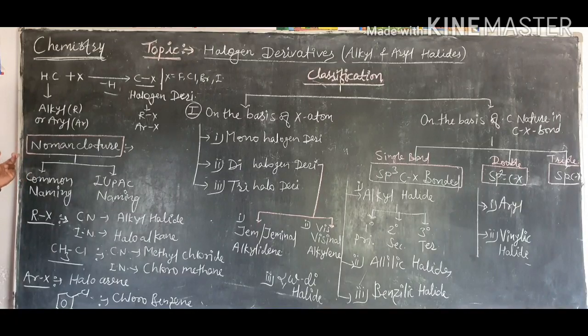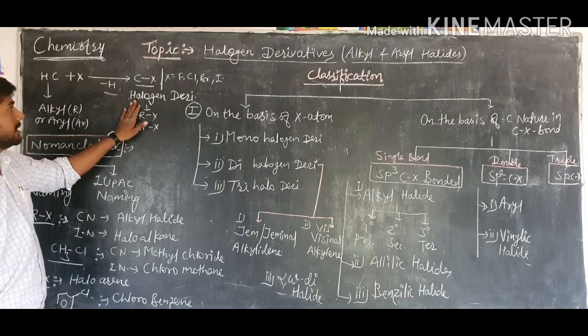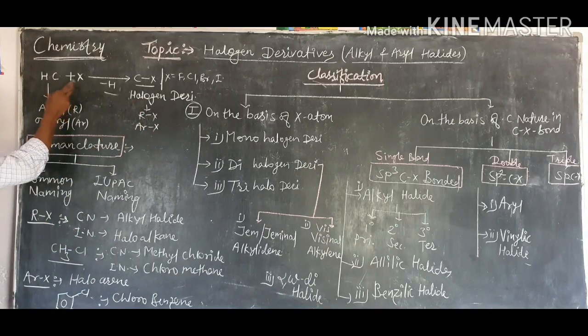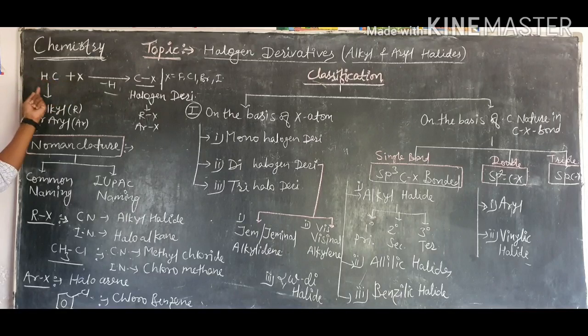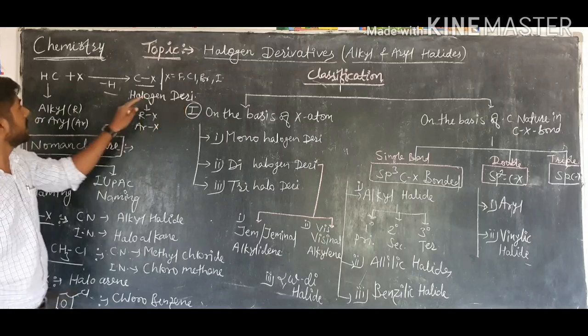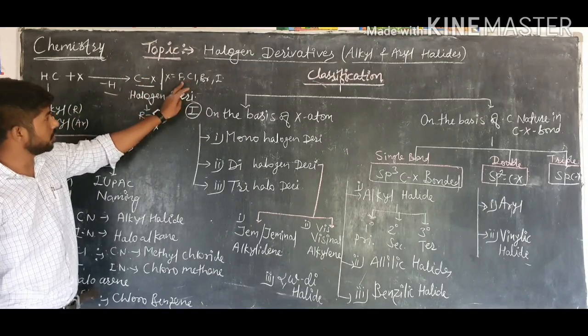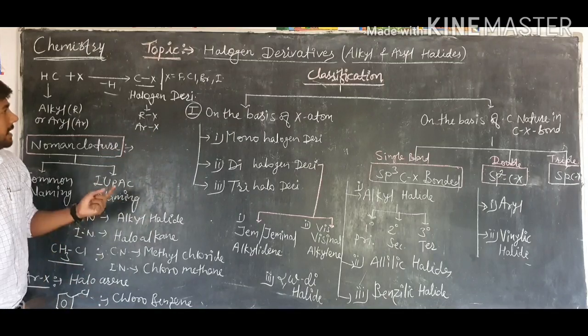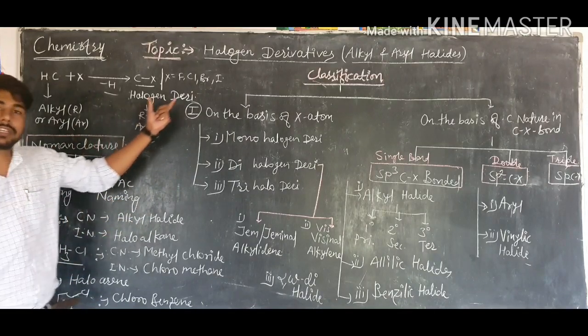In the last class we studied halogen derivatives. A halogen derivative is formed through the displacement of hydrogen by a halogen from a hydrocarbon. That is to say, a halogen reacts with a hydrocarbon, the hydrogen is replaced, and the halogen attaches to carbon, forming a halogen derivative. The halogen may be fluorine, chlorine, bromine or iodine, the 17th group elements of the modern periodic table.